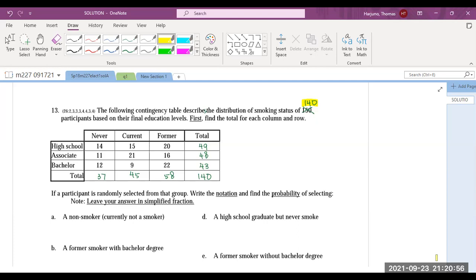Okay. If a participant is randomly selected from that group, write the notation and find the probability of selecting part A, a non-smoker, probability of non-smoker, currently not smoking.